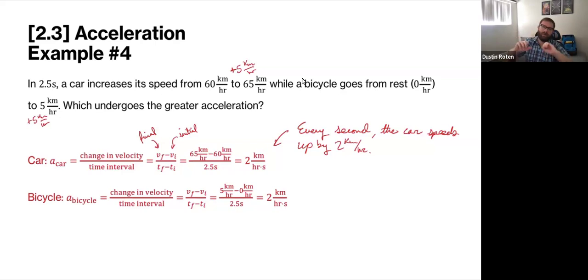So it doesn't matter that the car is traveling fast already and the bicycle's starting from rest. What your initial speed is doesn't matter. It's how that speed changes. It's how that velocity changes. So they actually both have the same acceleration, even though they're both traveling at very different rates.